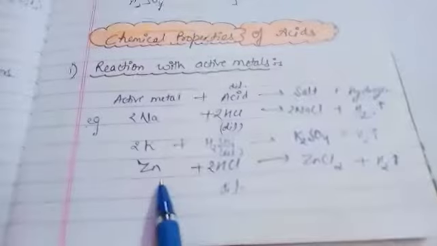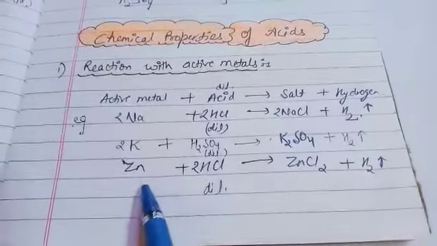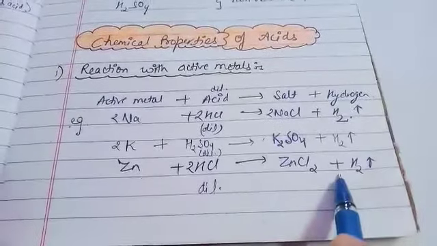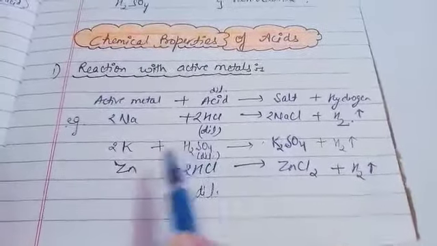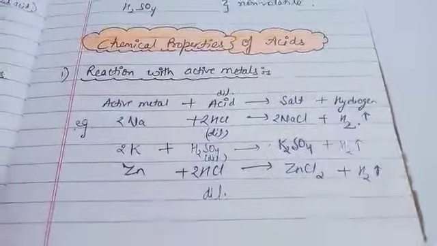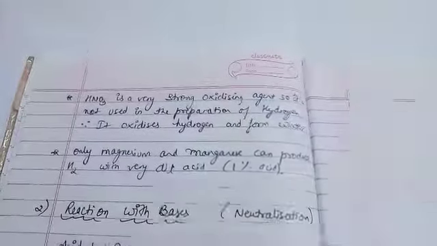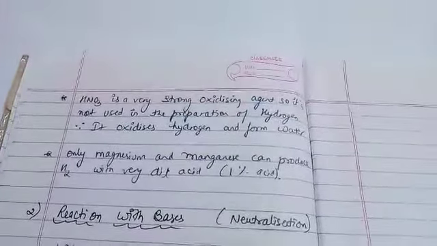Now the next one is this reaction. This one is very important. When zinc reacts with HCl, it gives ZnCl2 plus hydrogen. So you can give any example when an active metal reacts with dilute acid. Keep in mind one more thing: generally we will not use HNO3 as the acid in this reaction.